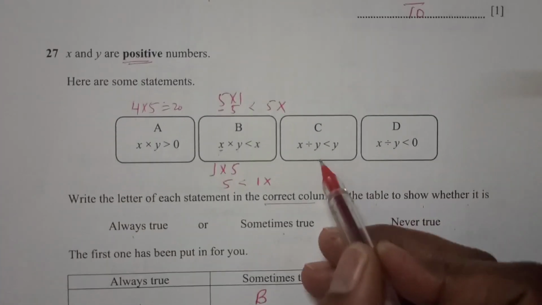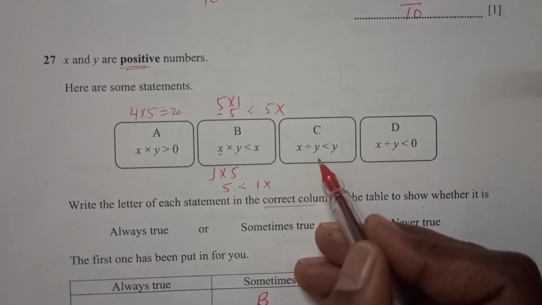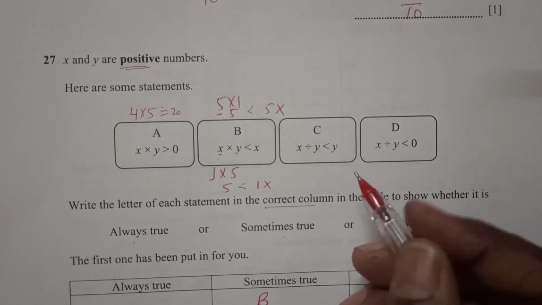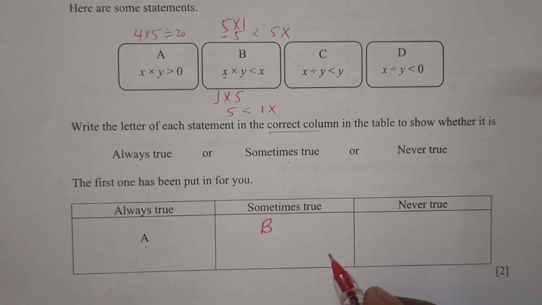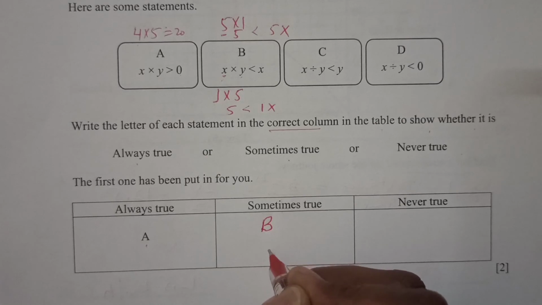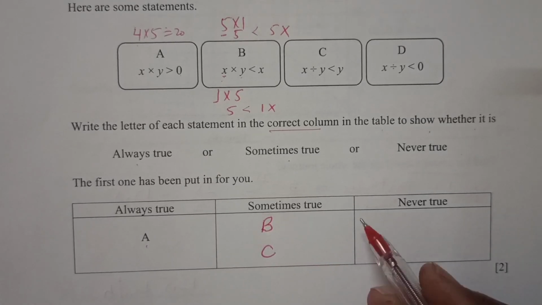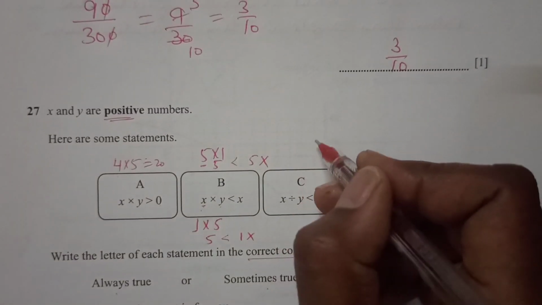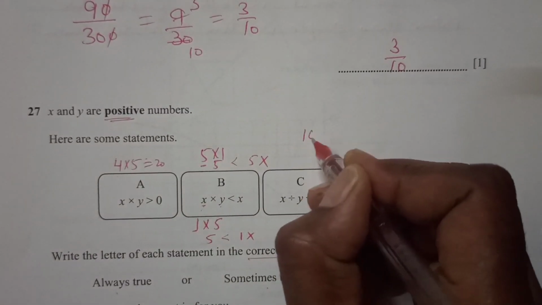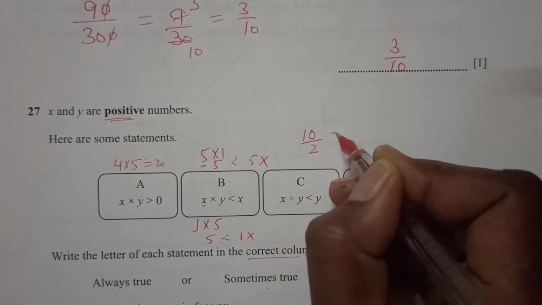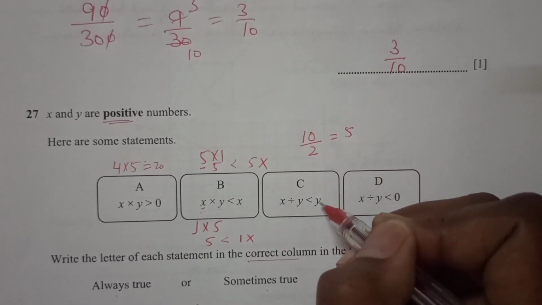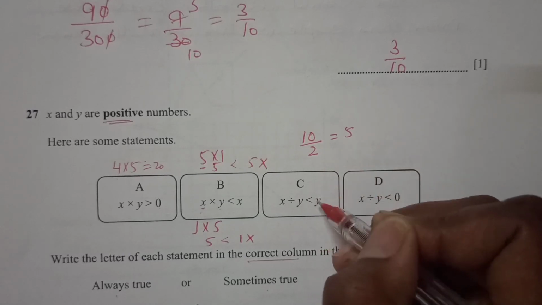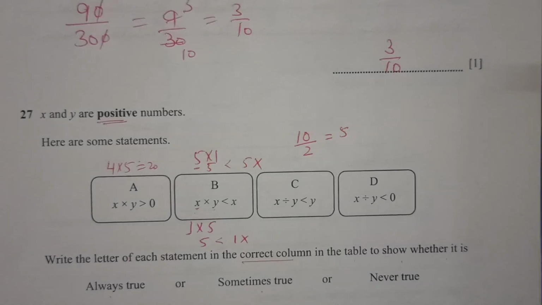Now see, x divided by y less than y. It also may not be true. You can see by taking some examples. What example can I give you? Let's say 10 divided by 2. 10 divided by 2 is 5, and this is greater than y. So it is not true here. So that means it is sometimes true.